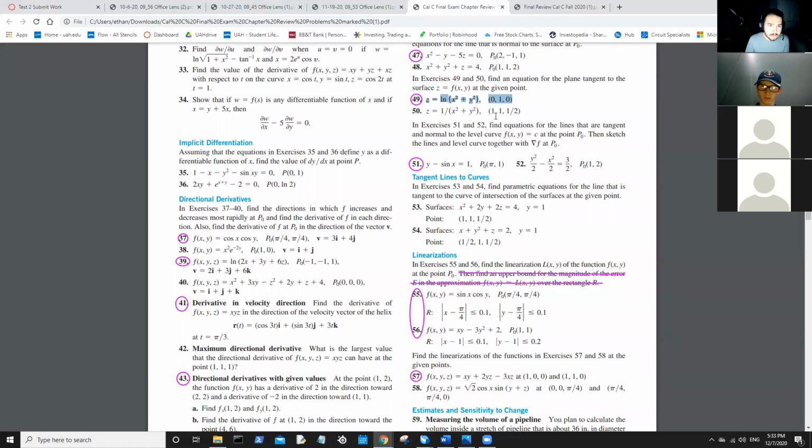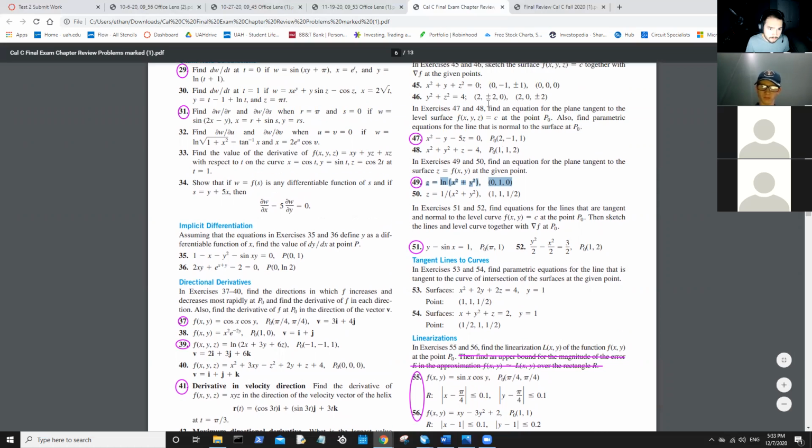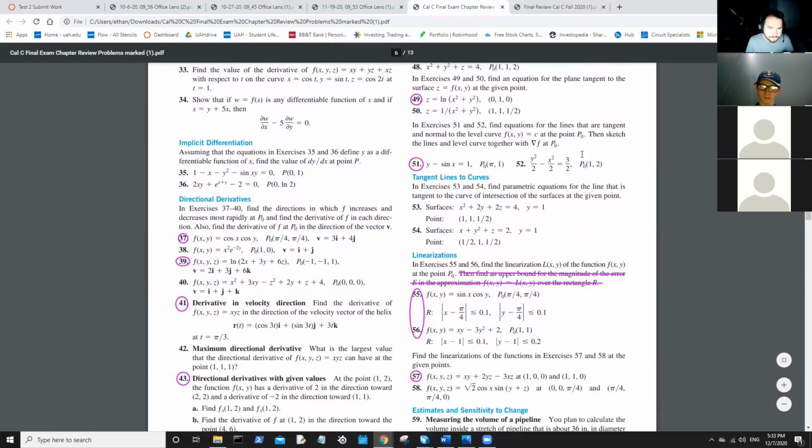Let's look at this. Find equations for the lines that are tangent and normal. So this is what we're doing up here, because finding something that's normal. Find equations for lines that are tangent and normal to the level curve at the point, whatever. Then sketch the lines and level curve together with the gradient.